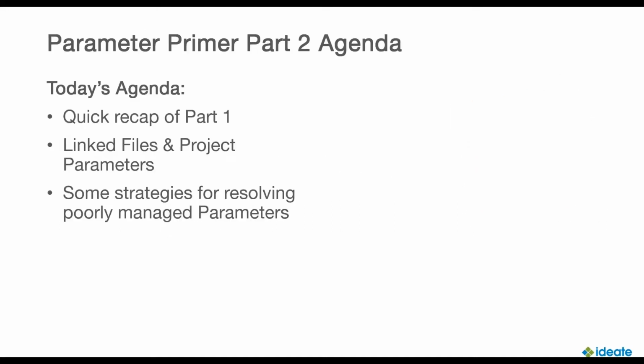So for today's agenda, I'm going to do a really brief recap on part 1, which was last week, and then we'll talk a little bit about using linked file project parameters. So having files that have the same project parameters, and when linking, how they actually show up in the schedule as potentially one column of data instead of multiple columns of data. And we saw some multiple columns of data from last week's presentation. We'll also talk about some strategies for resolving some poorly managed parameters as well.